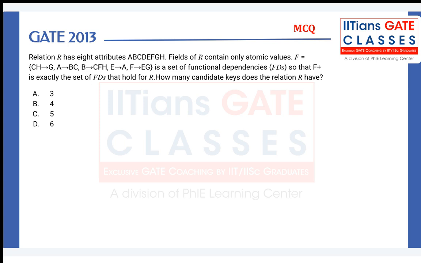What is F plus? We'll look into that. Don't worry. Okay, it's simple. How many candidate keys does the relation R have? Okay, see how to solve these questions. First of all, what is the meaning of a candidate key? A candidate key is a key which can uniquely identify a row in a table.